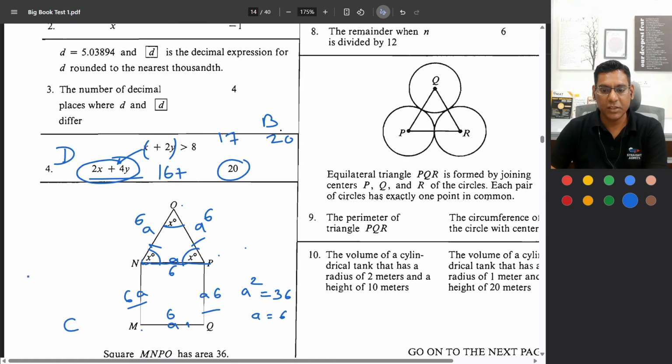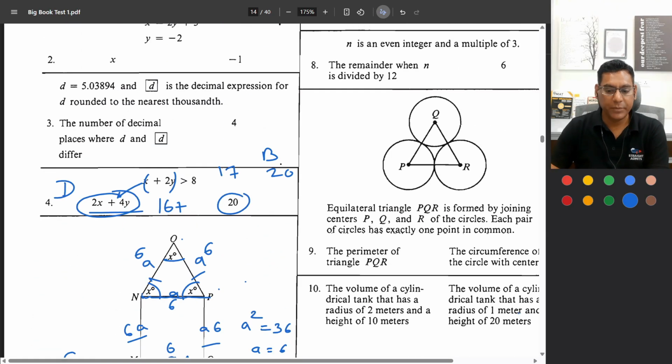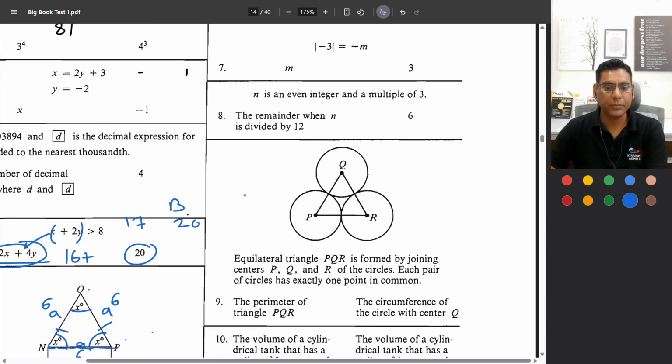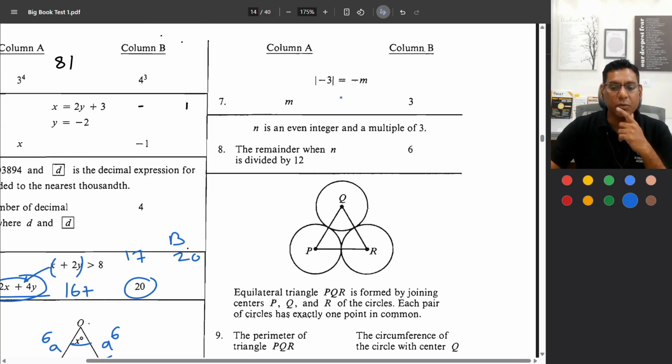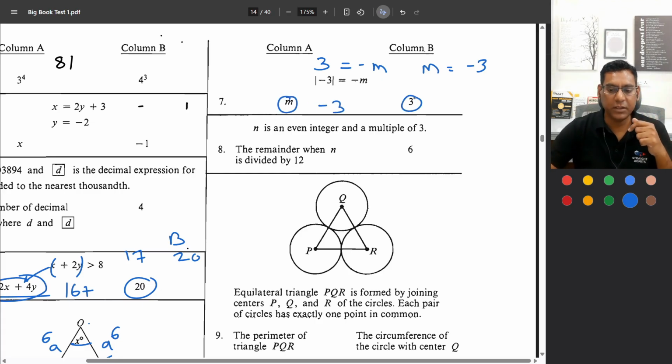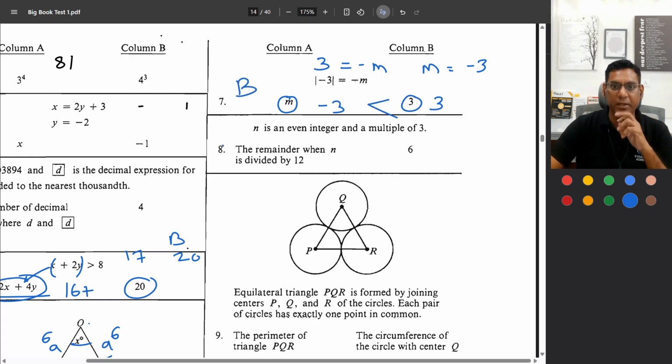Okay, let's move on to this question now. Question number 7. The modulus of m is equal to minus m. Sorry, the modulus of minus 3 is equal to minus m. So what is the modulus of minus 3? The absolute value of minus 3, that's going to be 3. So 3 is equal to minus m. That means m is equal to minus 3. We got the value of m. So here we have m, so that's minus 3. Here we have 3, so that's 3. Which one is bigger? Obviously 3 is bigger, so the answer here is going to be column B.